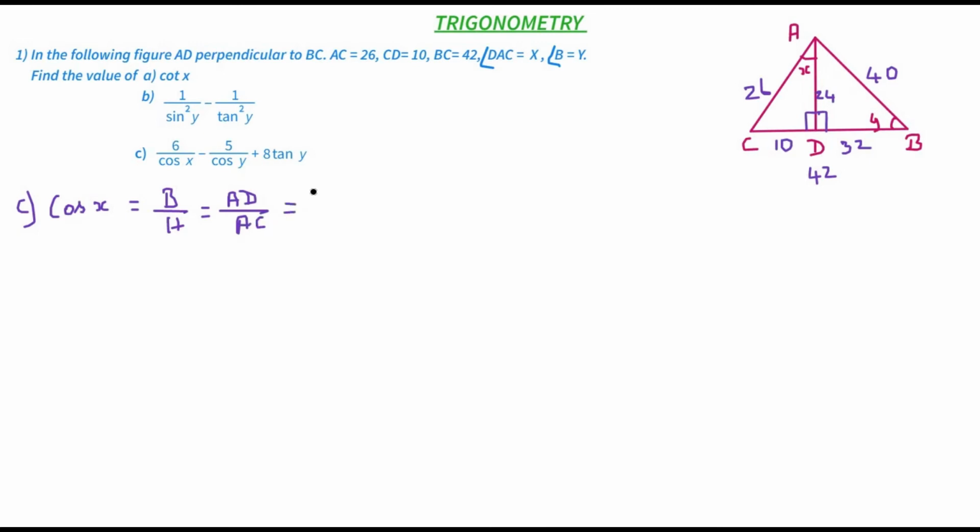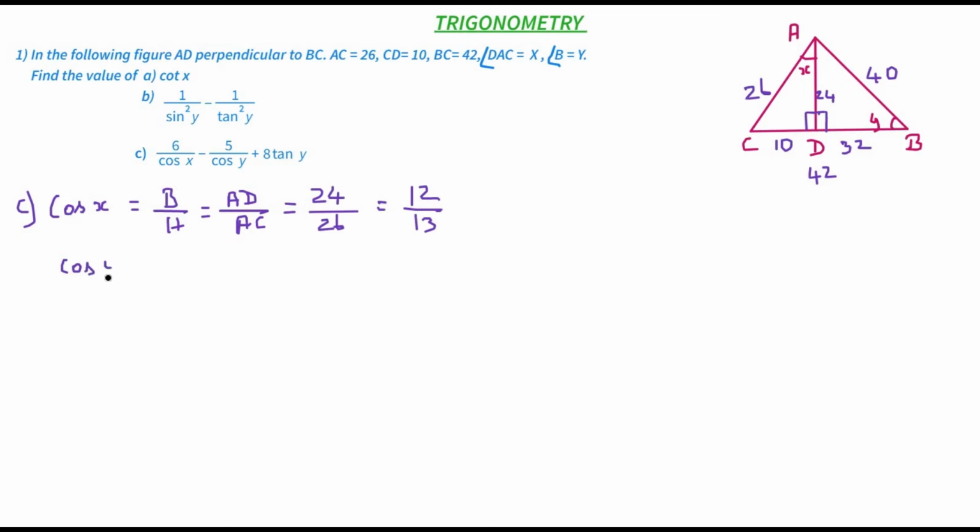AD equals 24 and AC equals 26. So now we have found the value of cos x, which is 24 by 26. So this can be further reduced. We can divide these two by 2 table. So this can be further reduced to 12 by 13. Isn't it easy? So the next value we need to find is cos y.